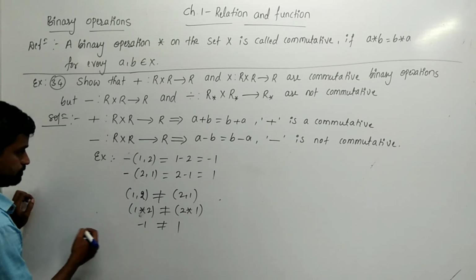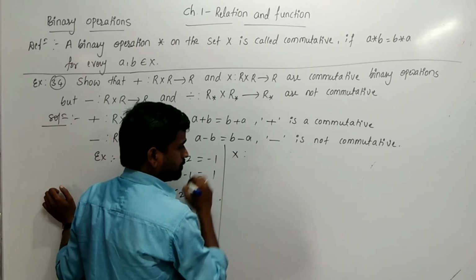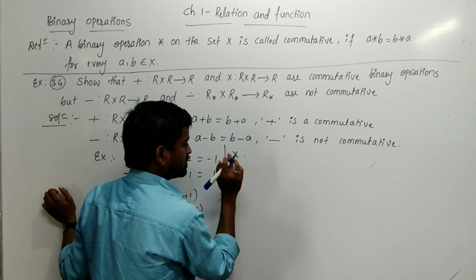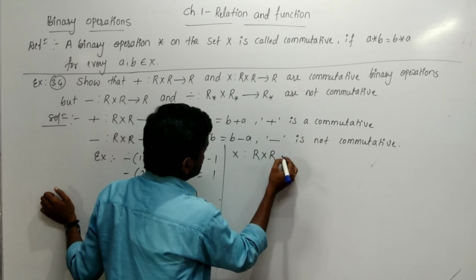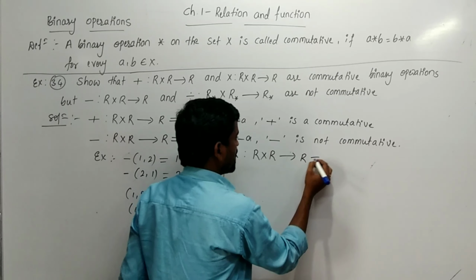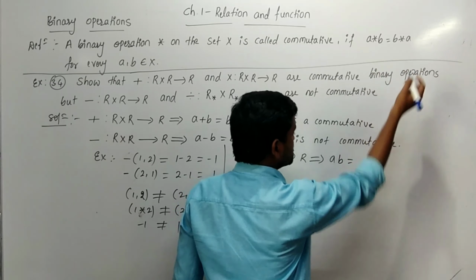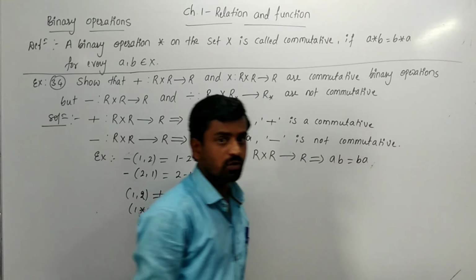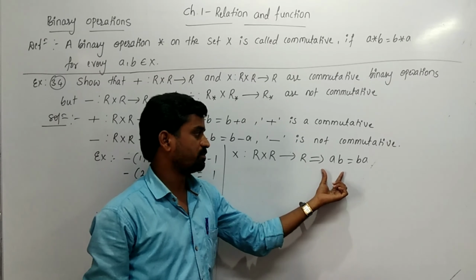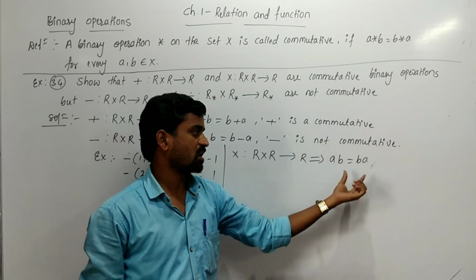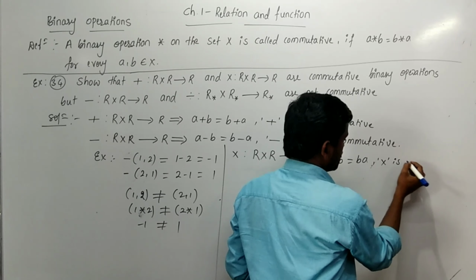Then multiplication, from R cross R to R, implies A star B, which is A into B, equals B star A, which is B into A. Commutative law: A star B equals B star A. Multiplication, A into B equals B into A, implies multiplication is commutative.